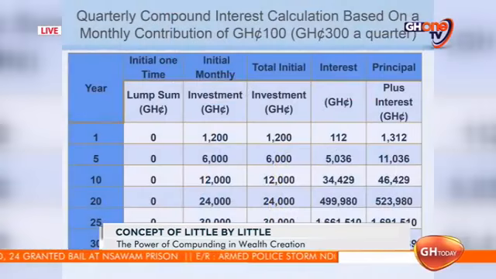If we did that in year 1, at 100 cedis a month, we'd have done a total of 1,200 cedis investment. Correct. But that 1,200 cedis investment would have built interest of 112 Ghana cedis. So we'll end up with the principal plus our interest during year 1. 1,312. Good. Let's change gear and we go to year 5.